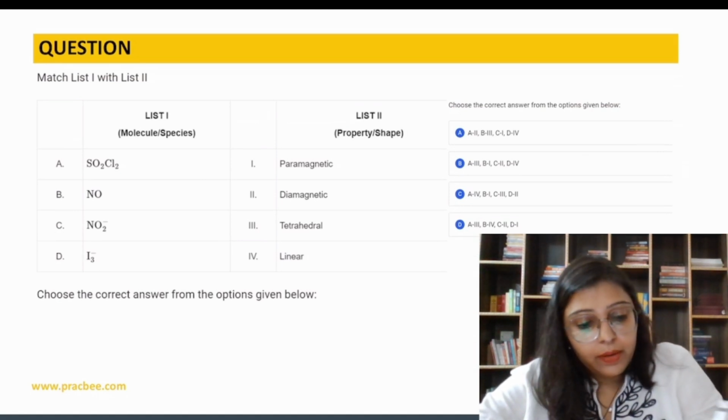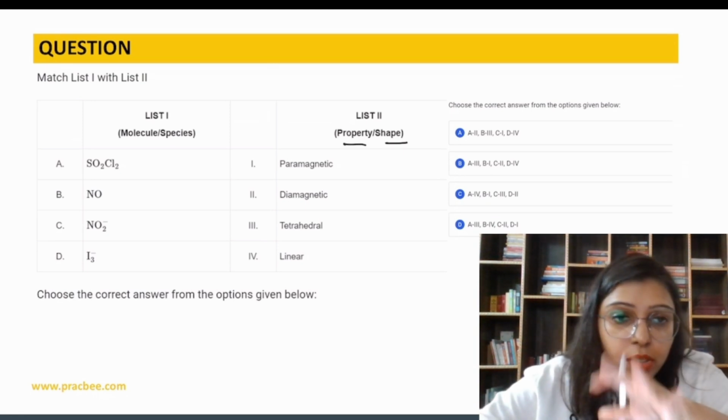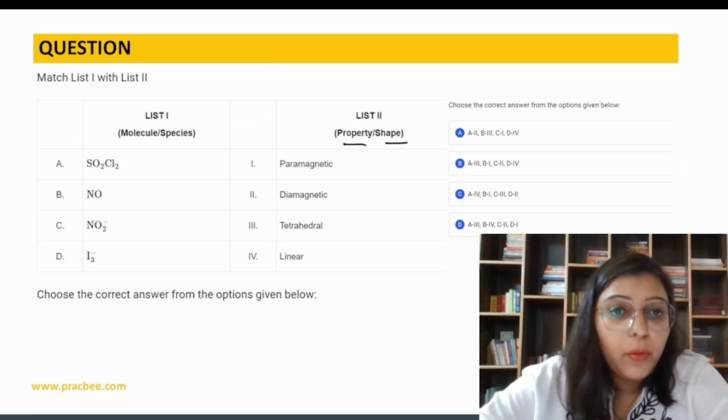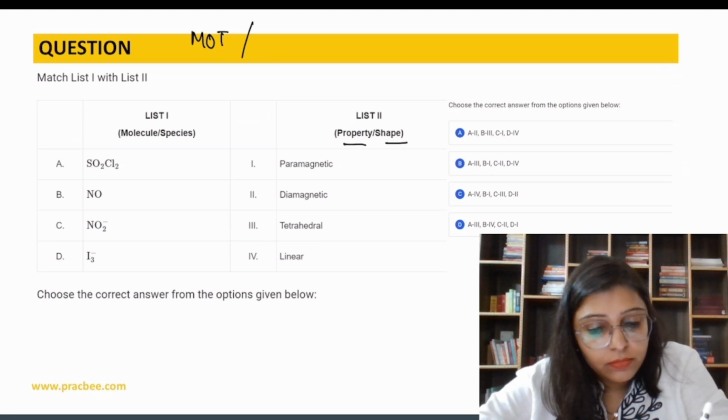Here, okay, property and shape. We have to match the molecules and species with respect to property and shape. So here we can apply the concept of MOT as well as VSEPR theory.